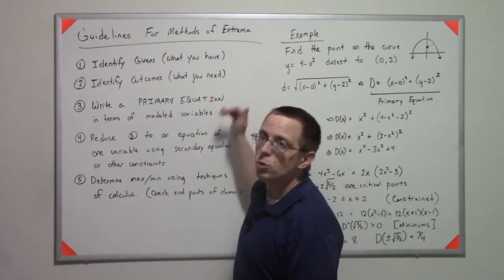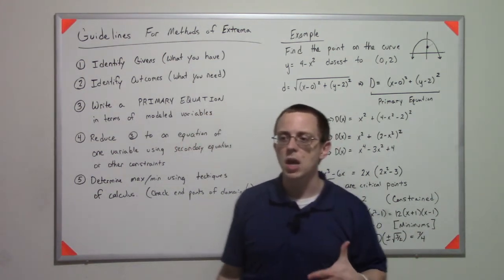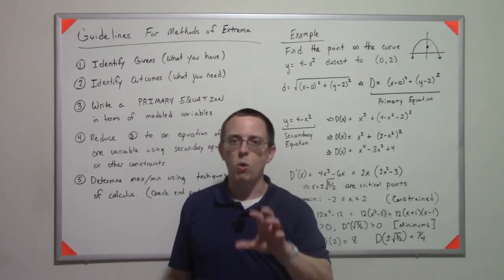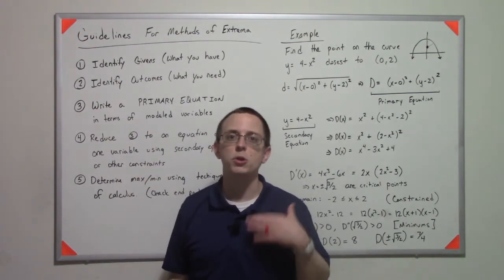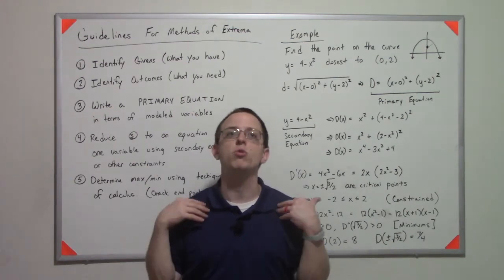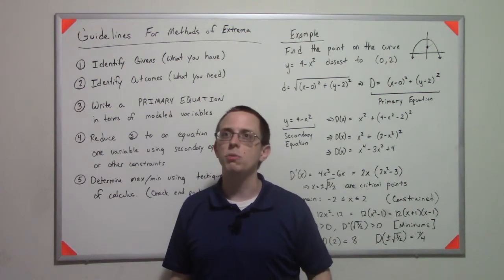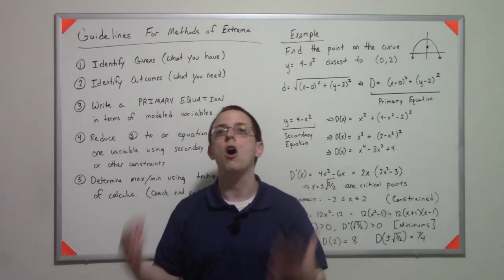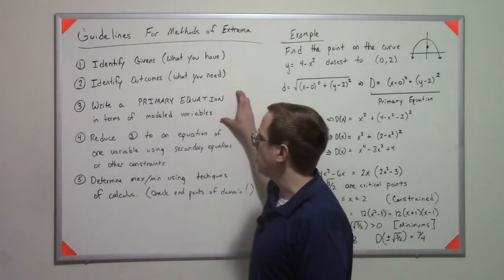The next thing you want to do is write a primary equation. So what does that mean? That usually means to write an equation that is related to this. So if you are trying to maximize the volume, you need to write a volume equation. If you are trying to minimize a cost, you need to write a cost equation. That's what your primary equation is.